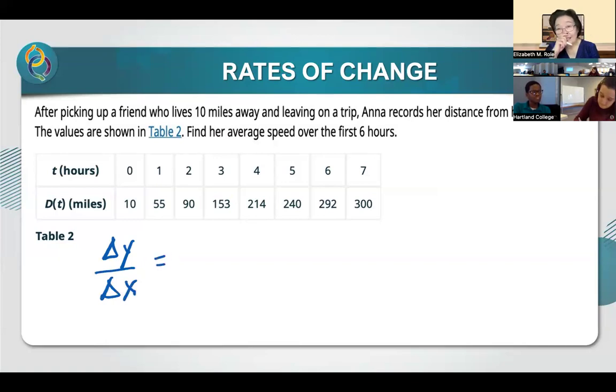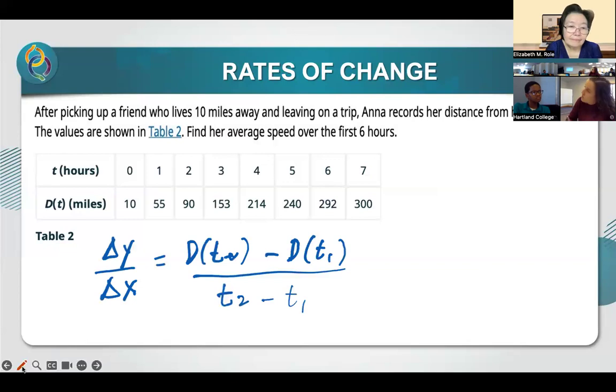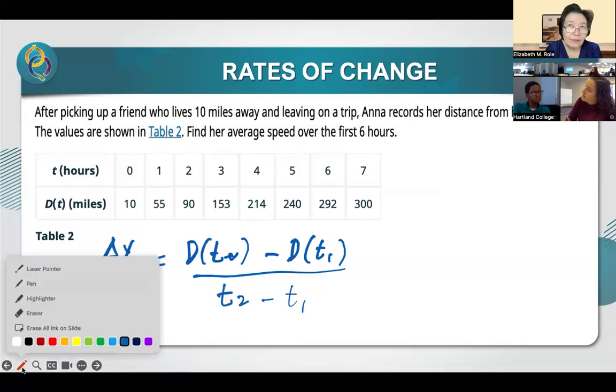So of course, our output is the distance and our input would be the time, because the speed depends upon it. So I'll just say distance t sub 2 minus distance t sub 1 over t sub 2 minus t sub 1. So that will now be your formula. Here we don't have the function as an algebraic expression; it's already the outputs that are given.